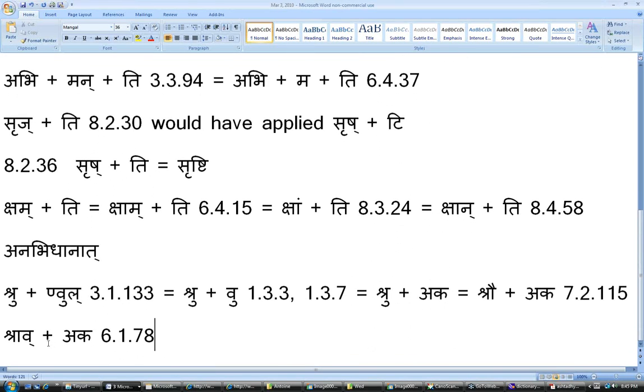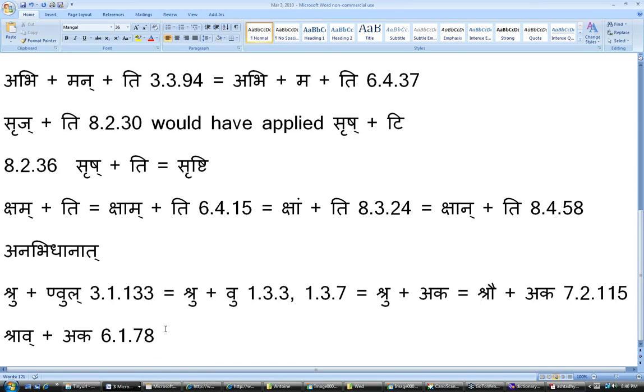We have listeners, because shru is to listen. This was kartari arthe. Only one meaning possible, listener. Now, one more caution for some people. This form is done. We got the form shravakah. But what could have happened here is, can shravakah also be the one who narrates to somebody else, who makes somebody listen?